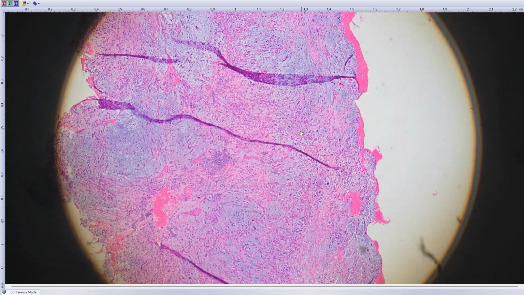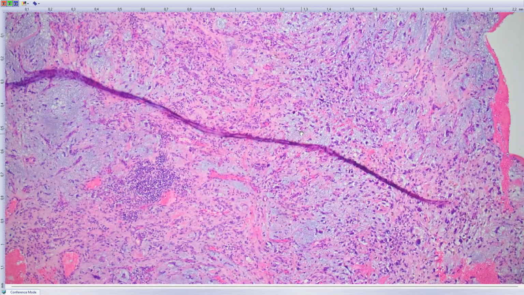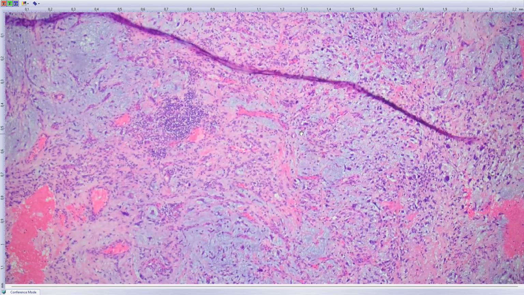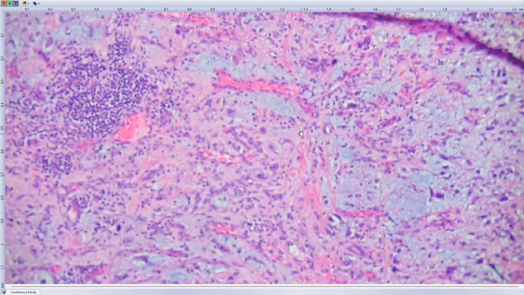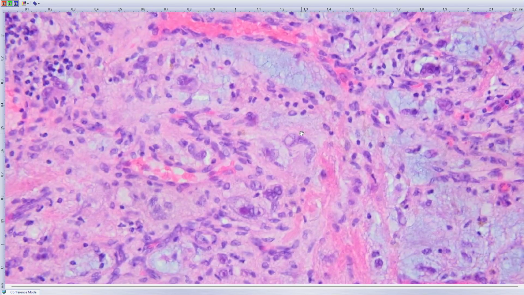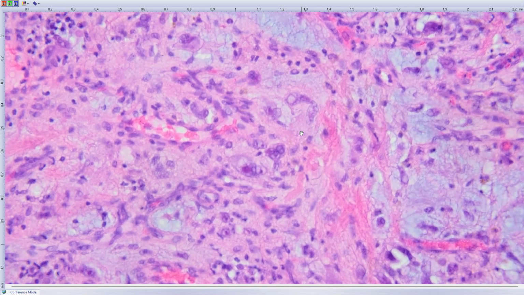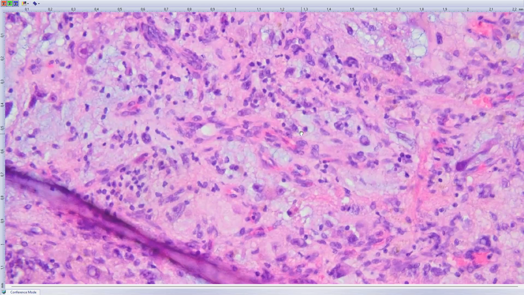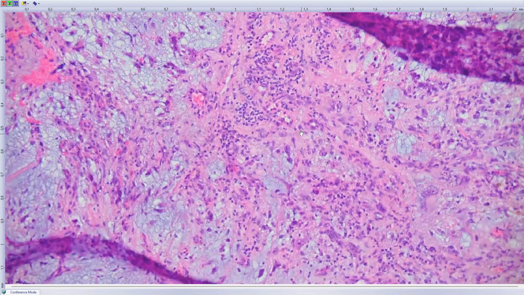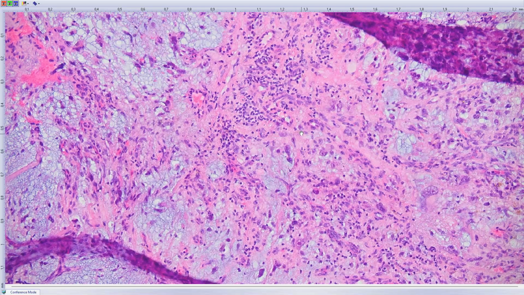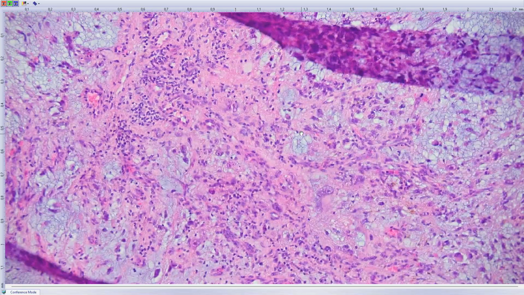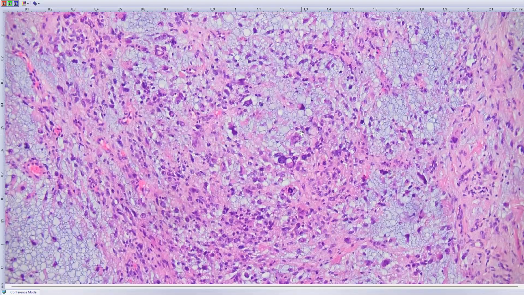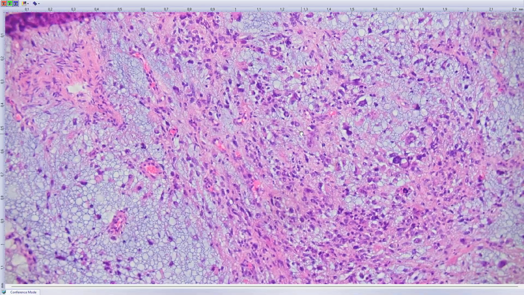But there are also solid areas with more hyalinized parts, in which you can see these large cells with these prominent eosinophilic nuclei, also here. So these RS-like cells almost. There's a mixed inflammatory infiltrate admixed with the neoplastic cells. Some mitosis, some atypia here as well.